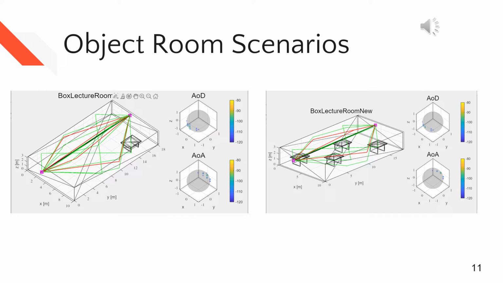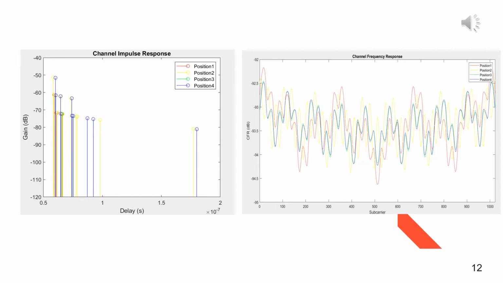And then we did the same sort of process with the object room scenario, where we placed various objects, in this case tables, at different locations in the room between a receiver and a transmitter, and then modeled the channel impulse and channel frequency response of that. And you will notice in this case that the channel impulse response in this scenario is a lot more convoluted than the empty room scenario.